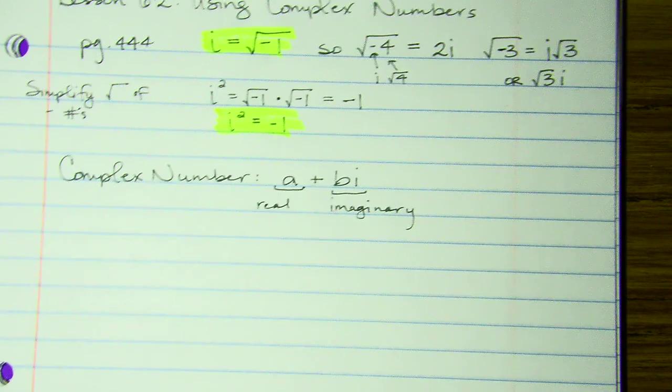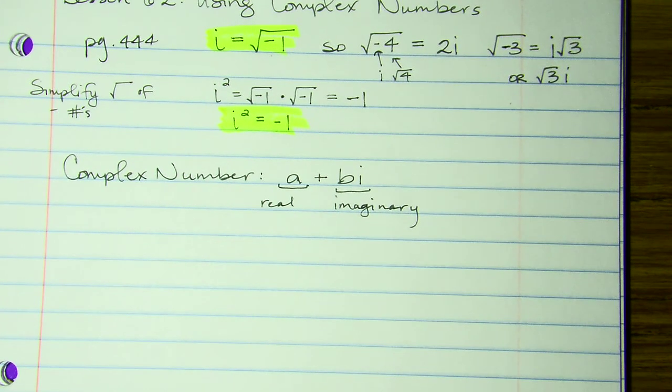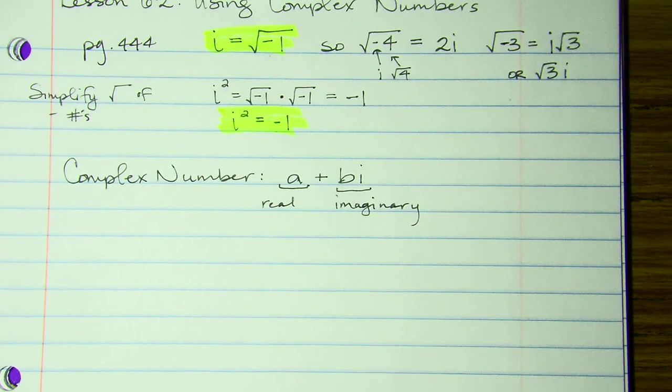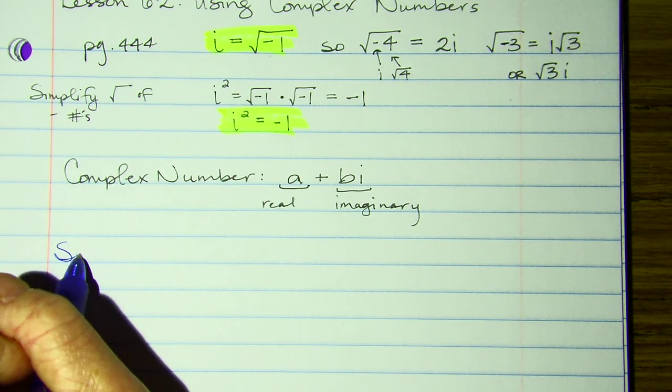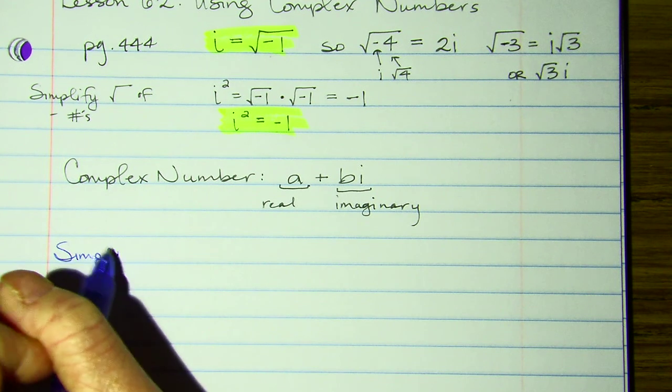So we're going to jump into lesson practice. They're going to have us practice simplifying, solving, adding and subtracting, and then solving again. This is all on page 444, and we'll jump in with part A and B, which is on simplifying.